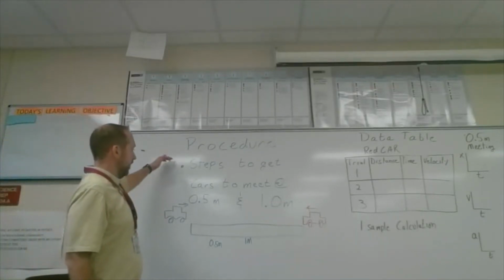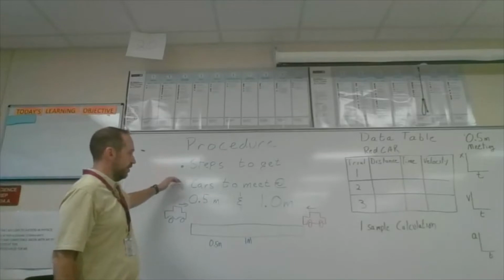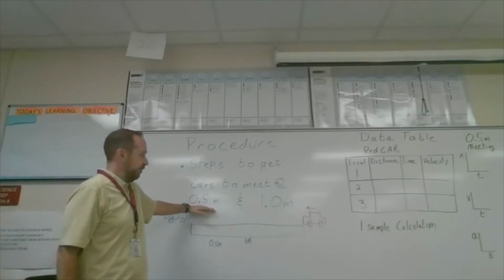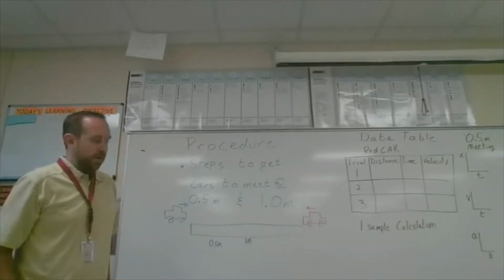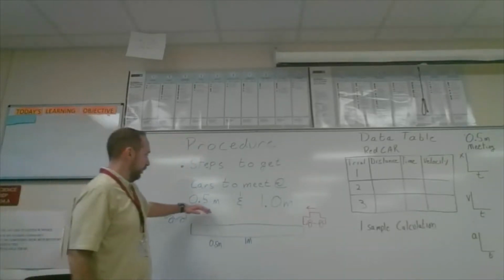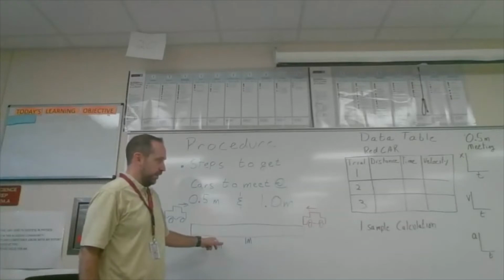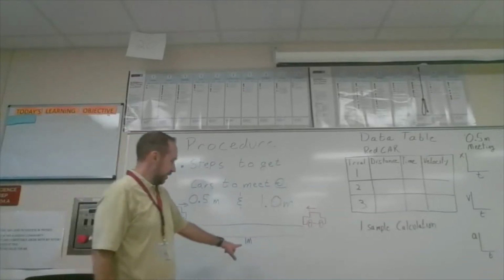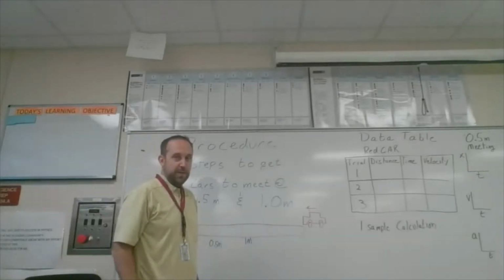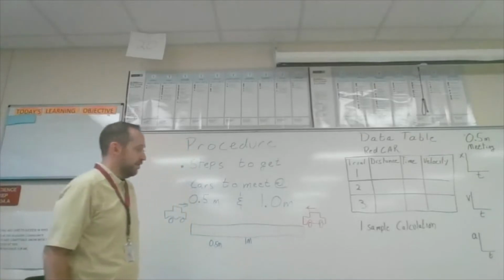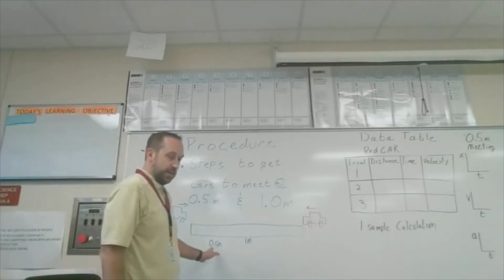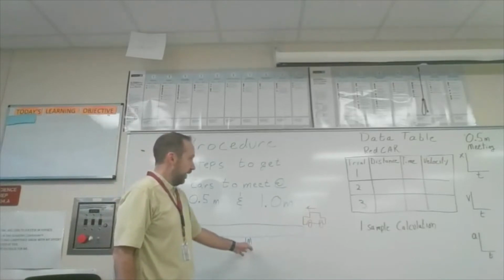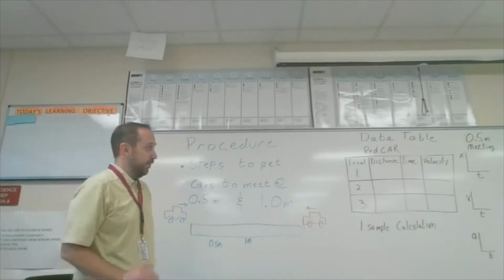That's going to be your steps to get the cars to meet at 0.5 meters and at 1 meter. So that's going to be your goal: how can I do a procedure to get the blue and the red car to meet at this point? And then how can I do a different procedure to get them to meet at this point right in the middle? So those are going to be your 2 procedures you're going to try to come up with. A lot of the steps will be the same. So what can I do to get the cars to meet here? So that's our first part of it.